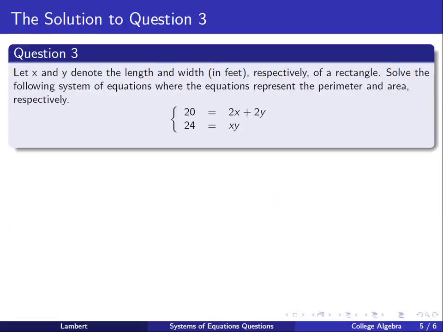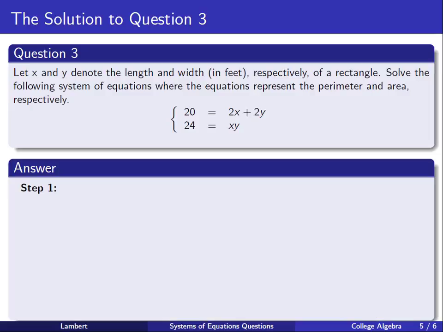We're going to let x and y denote the length and width in feet respectively. We're solving this system where your top equation is the perimeter, your second equation is the area. Our first step is to solve for a variable. If you look at the second equation, you can solve for y quite easily: y equals 24 over x. Now we want to substitute that in. If we substitute that into the top equation, replacing the y value, we get 20 equals 2x plus 2 times the quantity 24 over x.